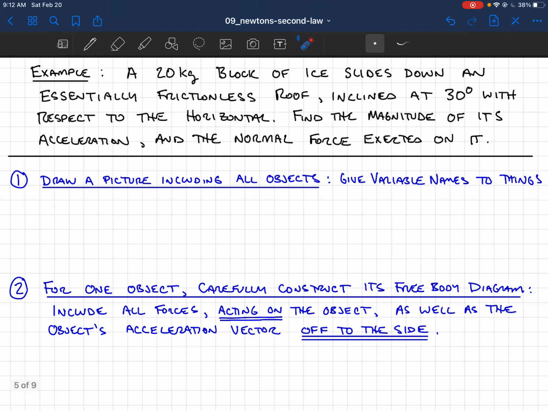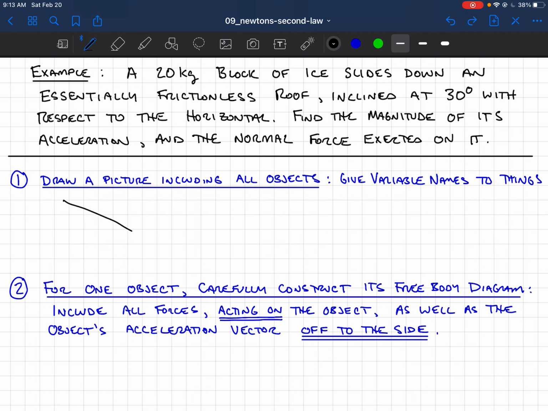So let's take this example. We have a block of ice that's sliding down a frictionless roof, which is inclined at 30 degrees with respect to the horizontal. Find the magnitude of the acceleration and the normal force exerted on the block of ice. So, step 1, draw a picture. We know this from all of the other types of problems we've done. It's important to draw a picture first so you can see what's going on.